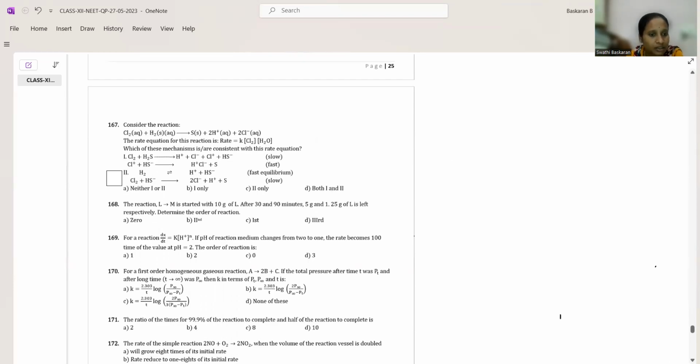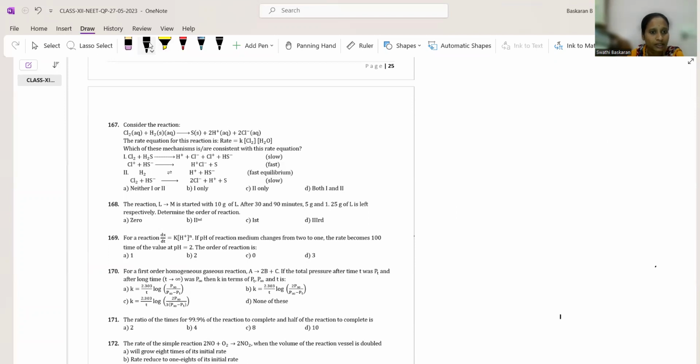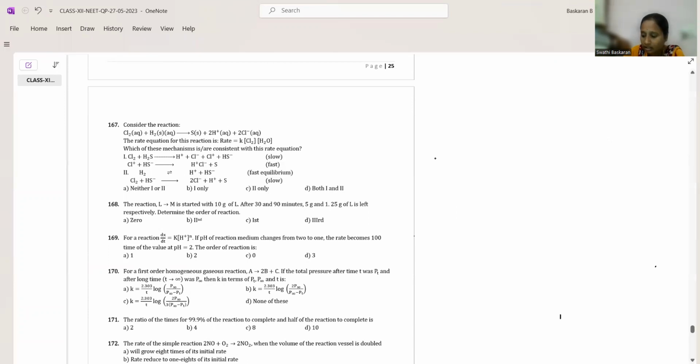See here, it is quite easy. From the slow step we are trying to write the rate law. So based on the slow step of the first mechanism, the rate is equal to k into the Cl2 concentration and H2S. Actually, in the question they have given H2O here, which is wrong. So it needs to be H2S, right?